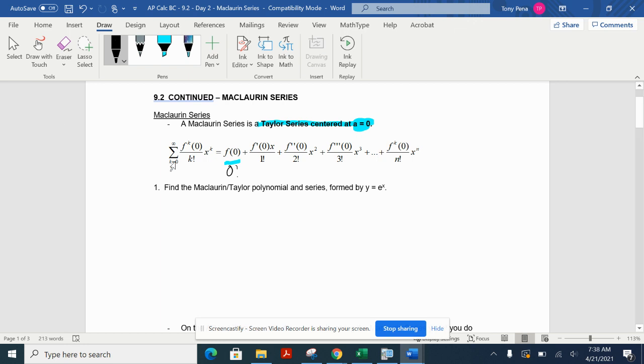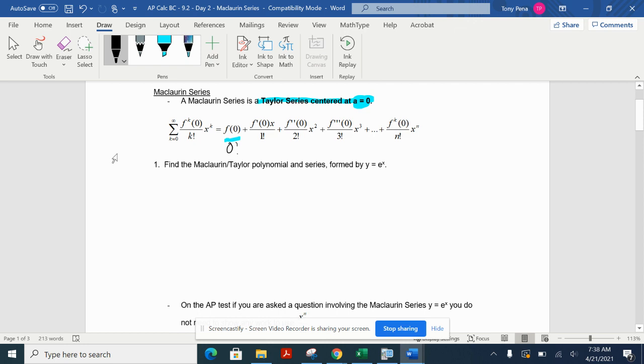So the first one we're going to do is find the Maclaurin/Taylor polynomial and series formed by y equals e to the x. So when it says polynomial, that means we want the variable terms, so 2, 3, 4, and we'll talk about how we will know which one of those we're going to need, like to the third, the fourth, the fifth polynomial term. And then definitely when it says series, what that ultimately wants is the series, the sigma with our general term.